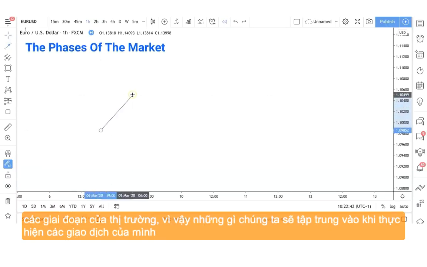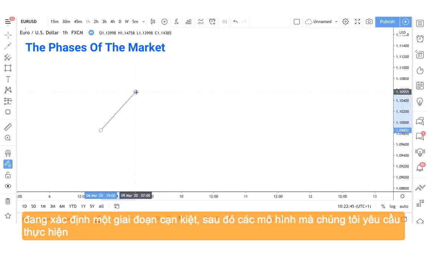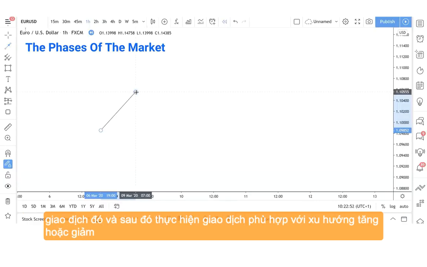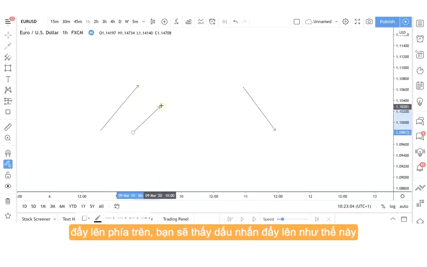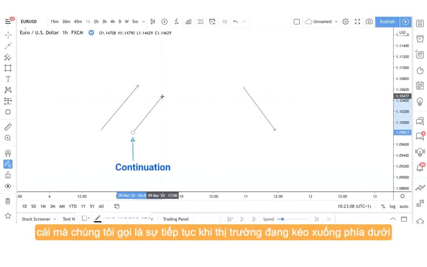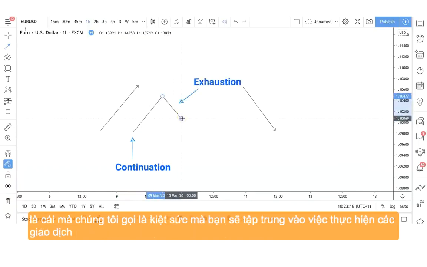So what we're going to be focusing on when taking our trades is identifying an exhaustion phase, then the patterns that we require to take that trade, and then take a trade in line with a trend to the upside or downside, and this phase is what we call a continuation phase. So when the market is pushing to the upside, you will see the market pushing up like this. This is what we call a continuation. When the market is pulling to the downside, this is what we call an exhaustion.